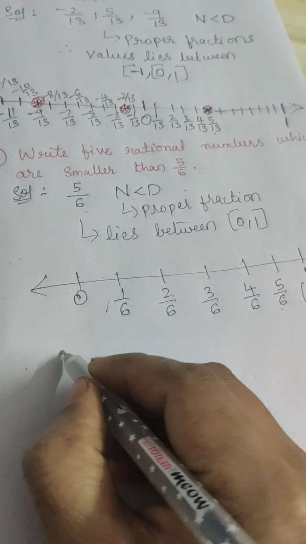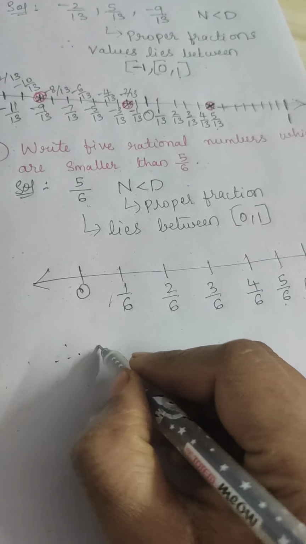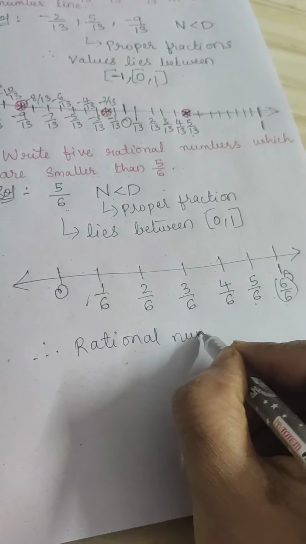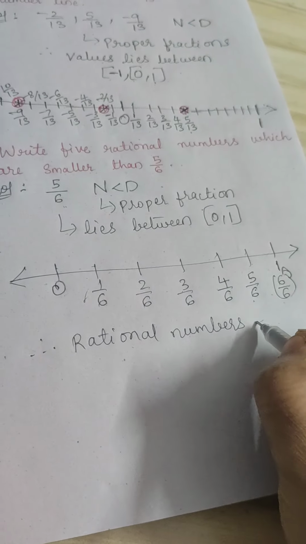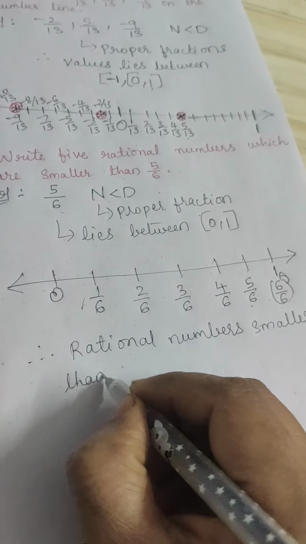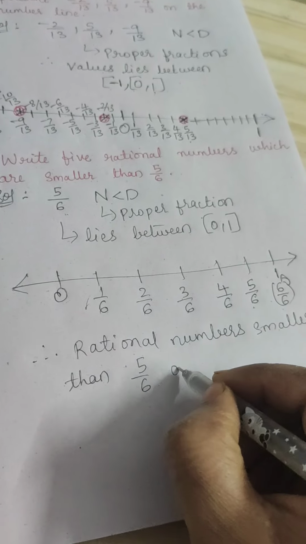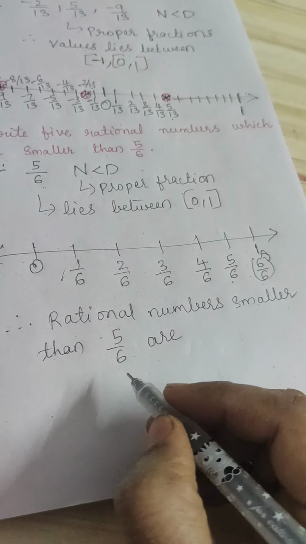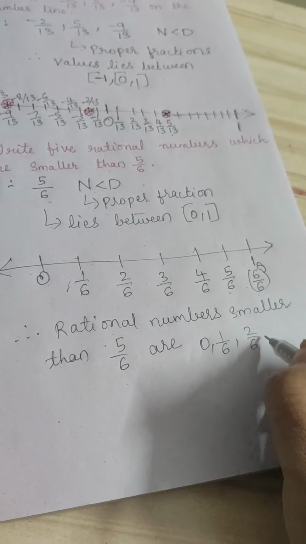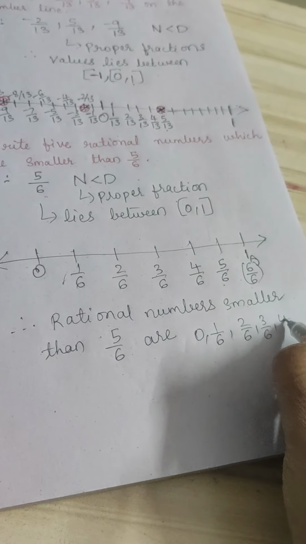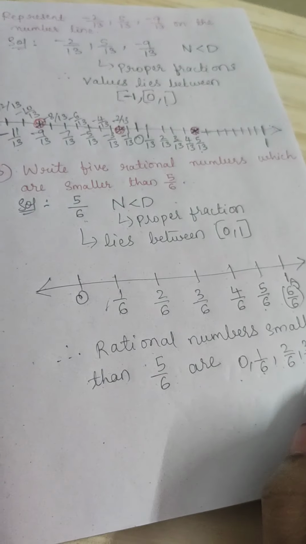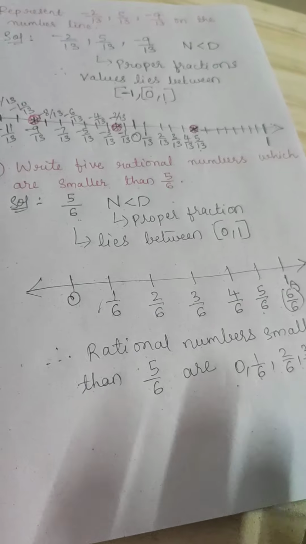Therefore, rational numbers smaller than 5 by 6 are 0, 1 by 6, 2 by 6, 3 by 6, 4 by 6. Okay, 1, 2, 3, 4, 5. We got 5 values which are smaller than 5 by 6.